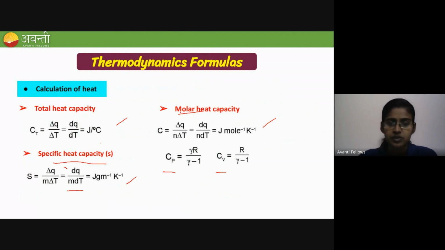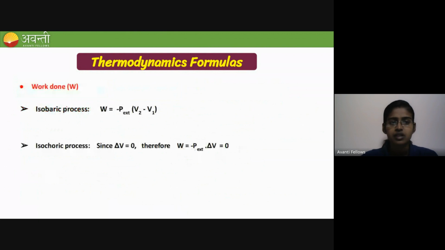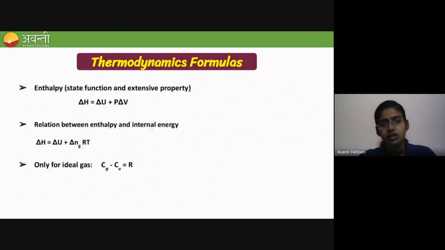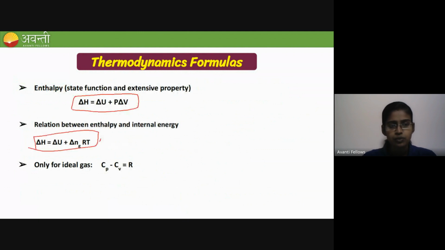Then the work done. For an isobaric process, in which the pressure is constant, the work done is equal to minus P external into delta V. Very, very important formula. For an isochoric process also, work done will be 0, as delta V goes to 0. Then coming to enthalpy, it is delta U plus P delta V, and delta U plus delta ng RT. This formula will be used very often. And another very important formula, for 1 mole of an ideal gas: Cp minus Cv is equal to R.